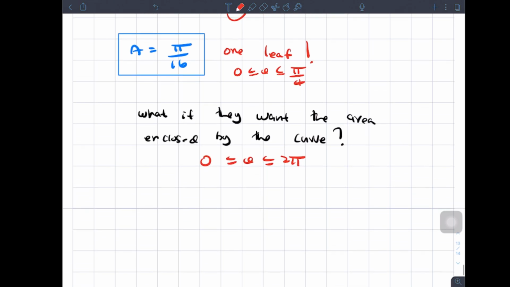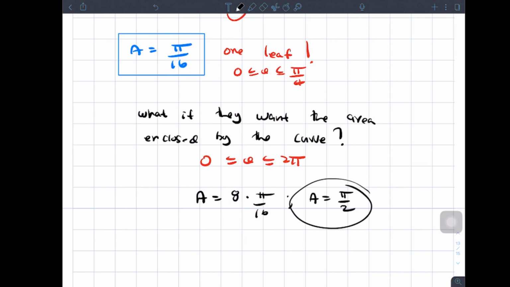So anyway, here's the part I want to remark to you guys. If they said, okay, what about 0 to pi over 2? Well, then you know what? That's going to be 8 times pi over 16, and this is going to be really pi over 2. So that's one way we can do an area enclosed by the curve.